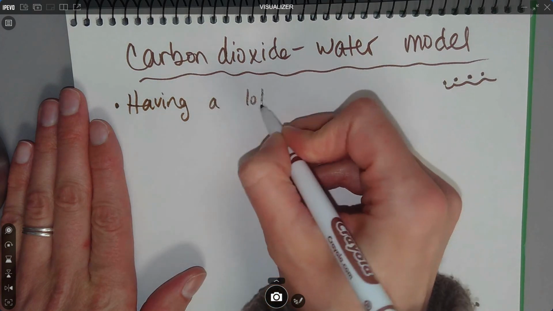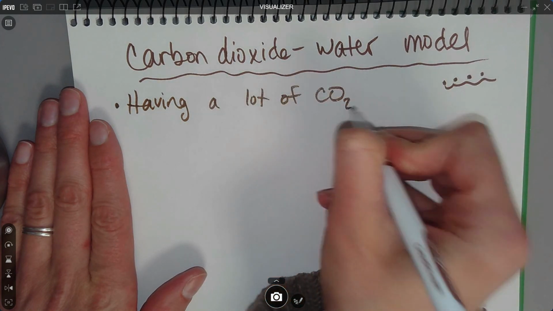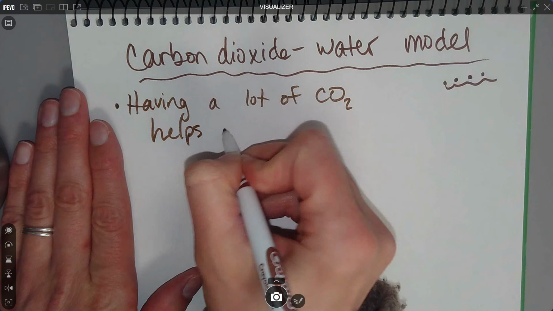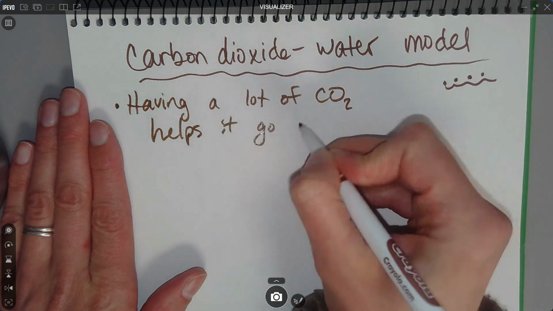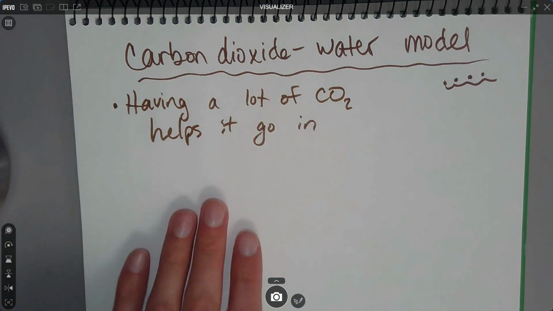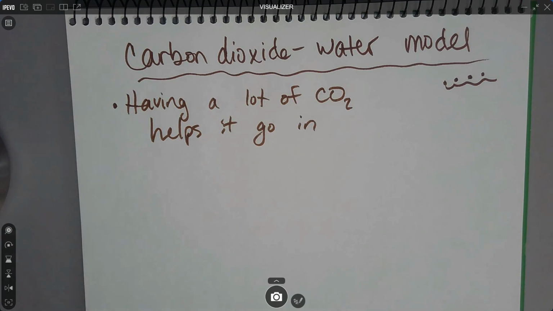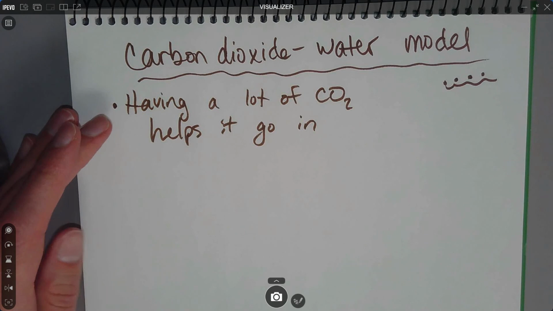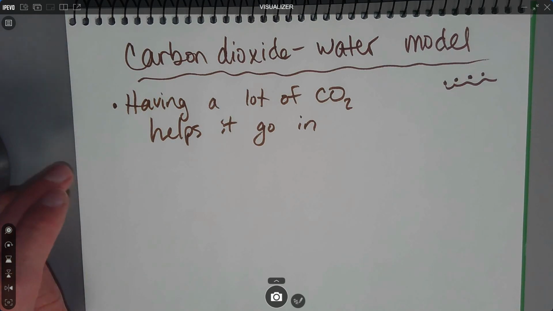Having a lot of CO2 helps it go in. If you want to write the words down, you can. If you prefer to just wait a minute and then draw it accordingly onto your beautiful picture there, you can do either one. Whichever way you think would help you learn it the most. What other facts might cause carbon dioxide to actually go in the water?